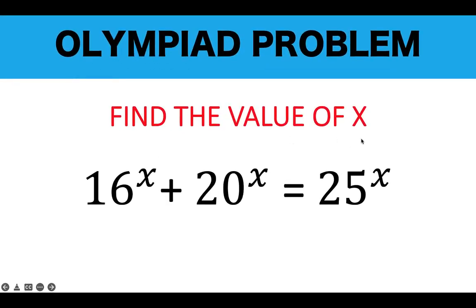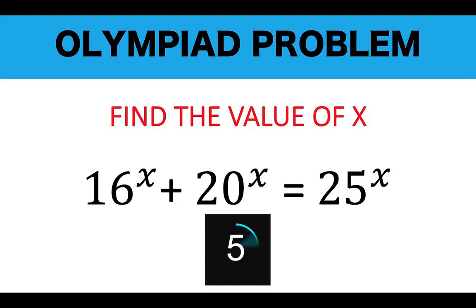Find the value of x given the equation 16 raised to x plus 20 raised to x is equal to 25 raised to x. This is a difficult equation to solve because number 1, the variable is in the exponent, and number 2, the root of this equation is an irrational number. But I'm going to show you the technique on how to solve this problem. But first, you can pause the video and check if you can solve this equation.